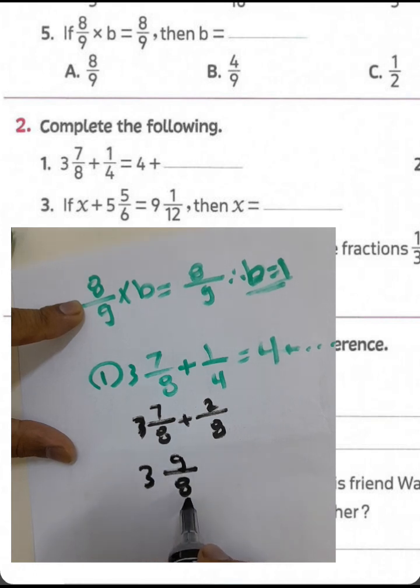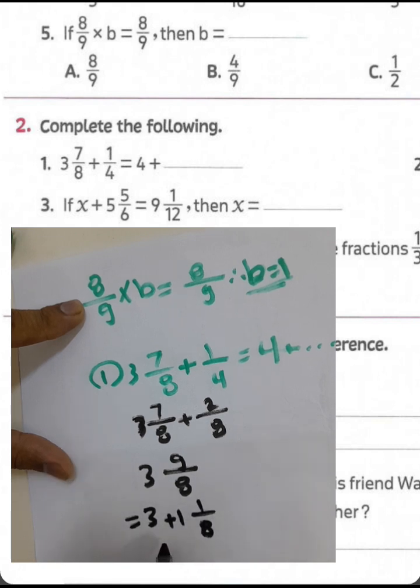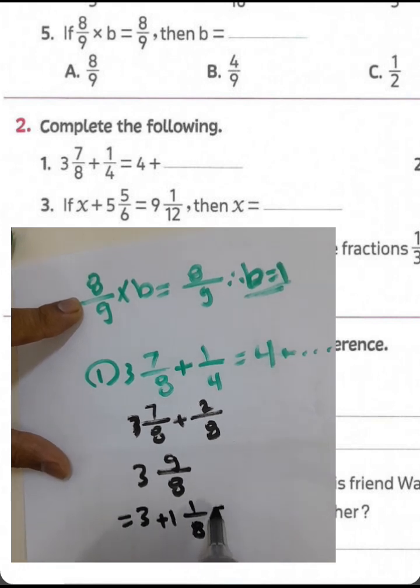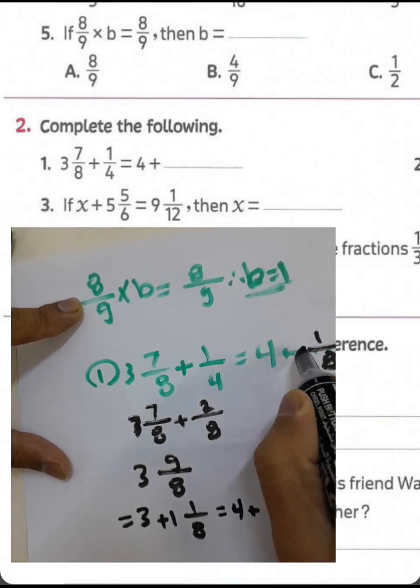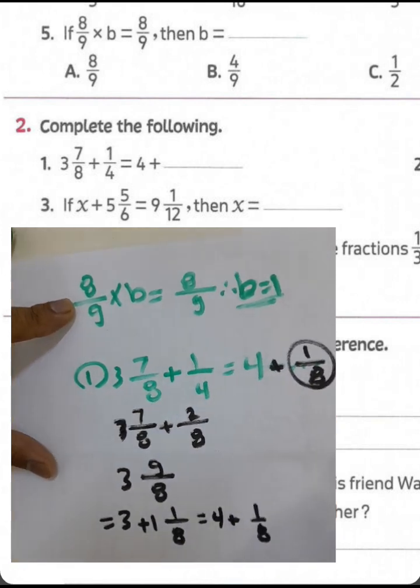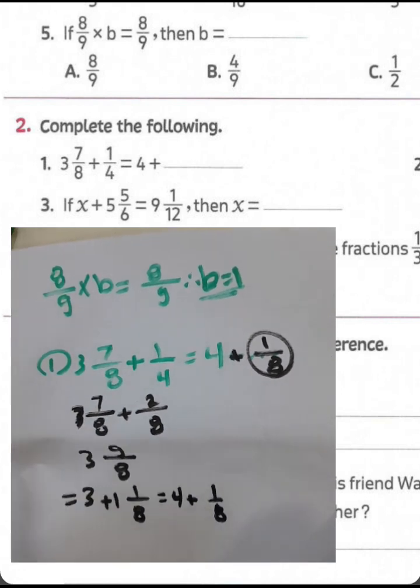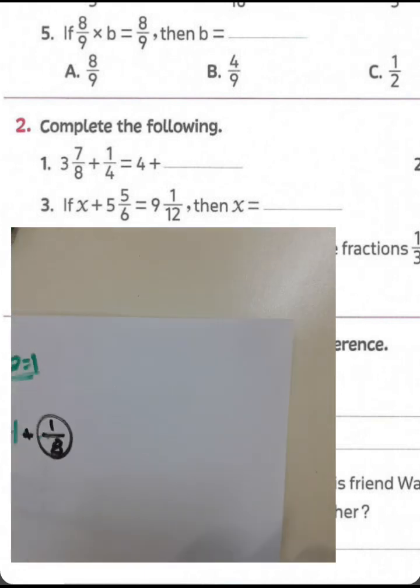9 over 8 will be 1 and 1 over 8. You can write here 3 plus 1 and 1 over 8, and 3 plus 1 equals 4. Then the result will be 4 plus 1 over 8. Then you must write here 1 over 8 in the space. Question was number 1.